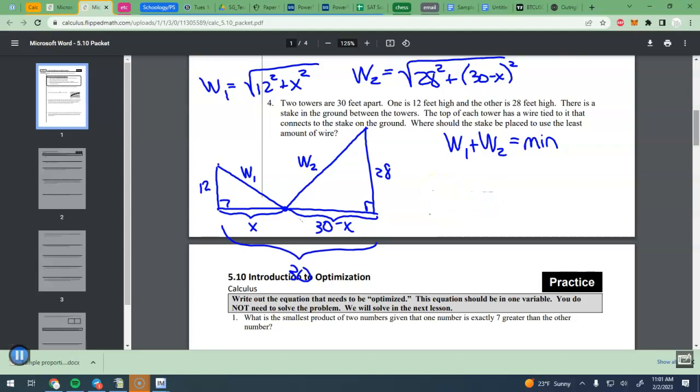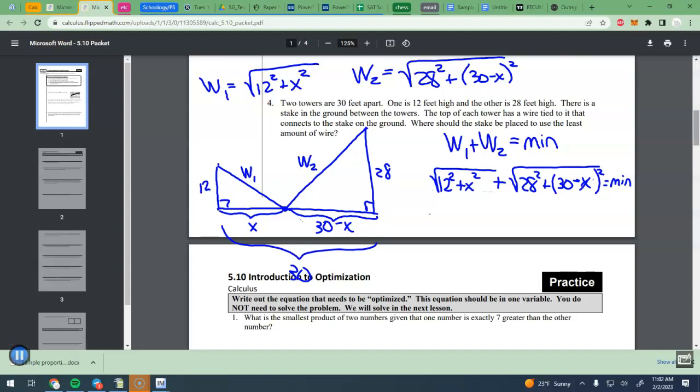And then once I know that, I can just add these two up. I'm in one variable, and I can minimize that. So I'm going to go the square root of 12 squared plus x squared plus the square root of this guy over here equals min. We'll worry about that on Monday, but what we've got right now is we did set up our equation that we want to minimize, and there is only one variable.